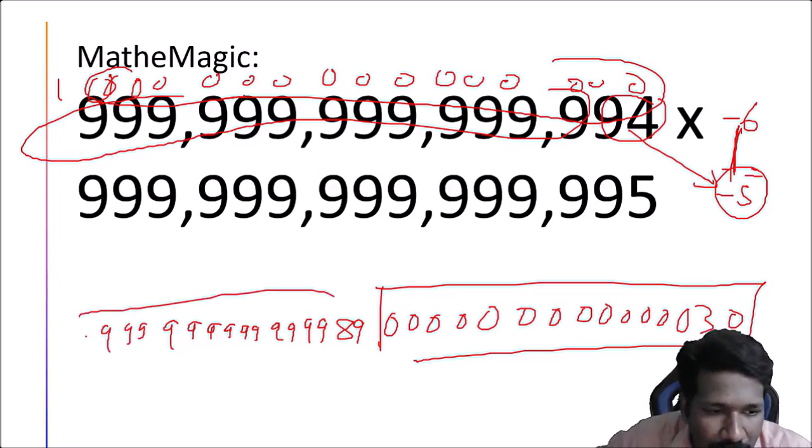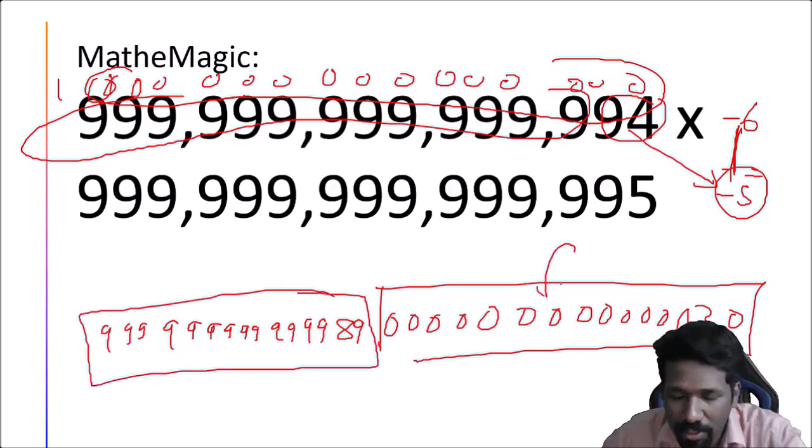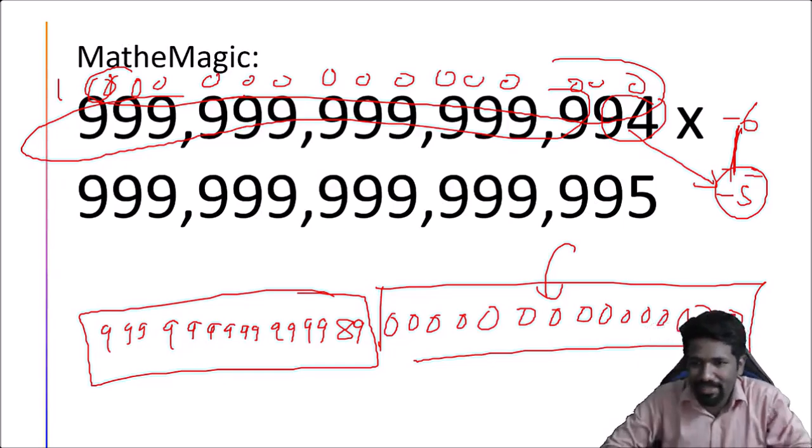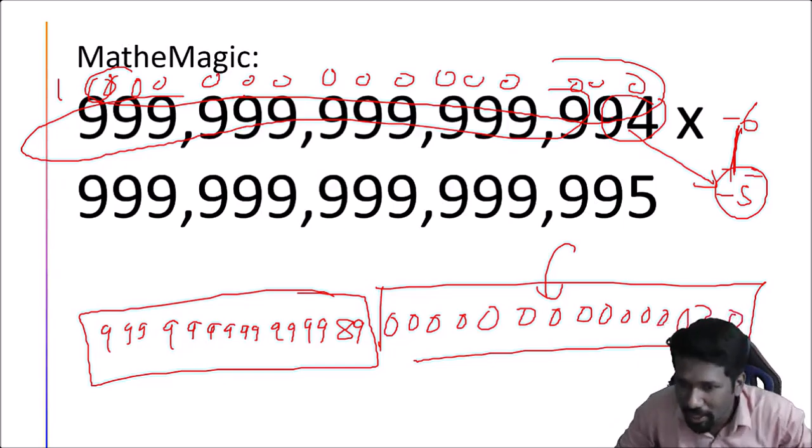So this will be the left-hand side, 15-digit left-hand side. This will be the 15-digit right-hand side. So a 30-digit answer. Is it clear now? Chat, is it clear? And all of you, is it clear?